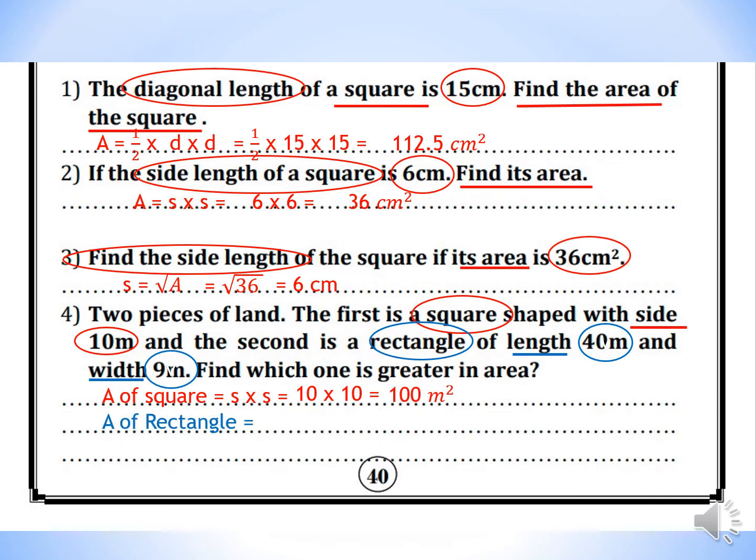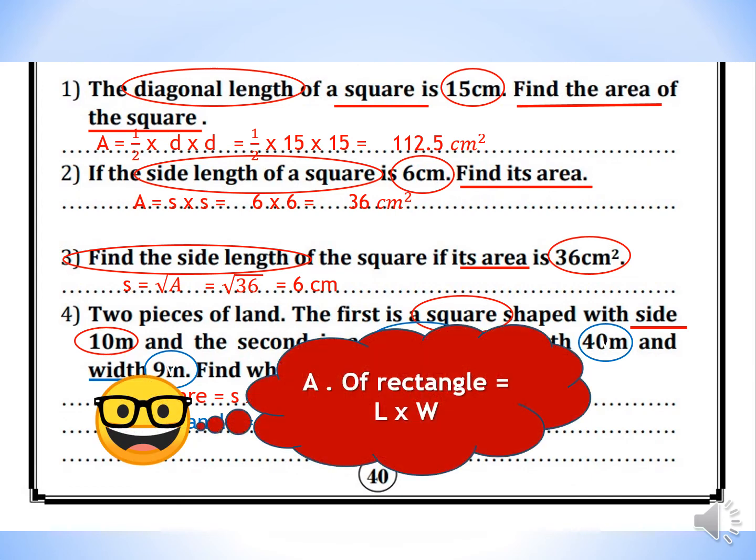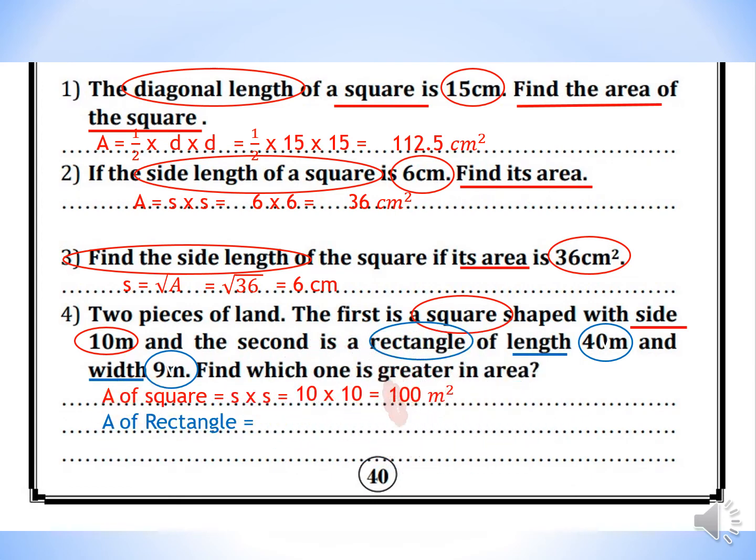And then the area of the rectangle. Let's remember together, we took before that the area of the rectangle equals length times width. The length here is 40 meters and the width is 9 meters. So it will be 40 times 9, which equals 360 meters squared. So which is greater, the area of the rectangle or the area of the square? The area of the rectangle is greater than the area of the square.